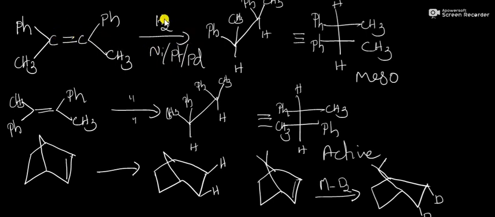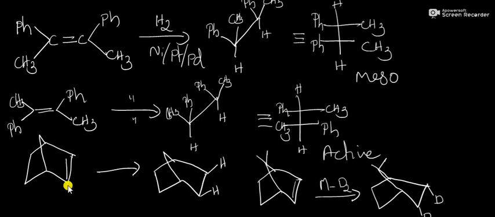So this olefin reacts in the presence of a metal catalyst and we get an optically inactive compound. Whereas if the reactant is a trans-olefin, we get an optically active compound. Here the hydrogen addition is the same, that is syn addition of hydrogen, but we get a product which is optically active.